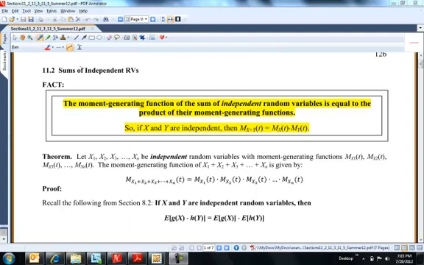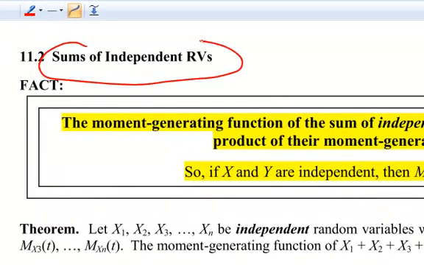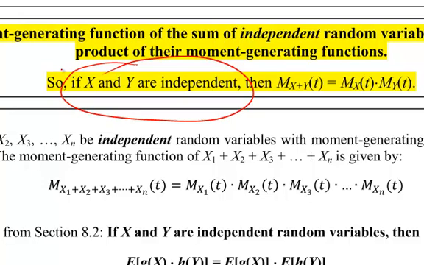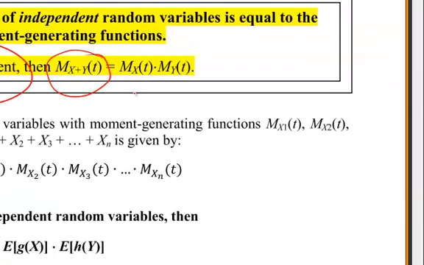I mean, why we use them. It's a nice way of finding sums of random variables, and we do this through moment generating functions, so everything happens very nicely. So this is the property I'm going to use. If X and Y are independent random variables, then the moment generating function of their sum is the product of their moment generating functions.